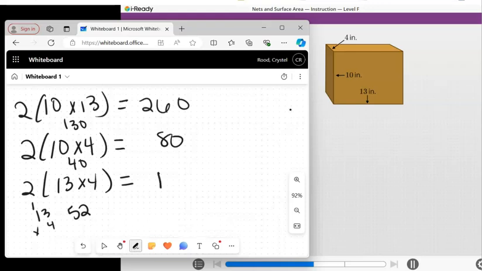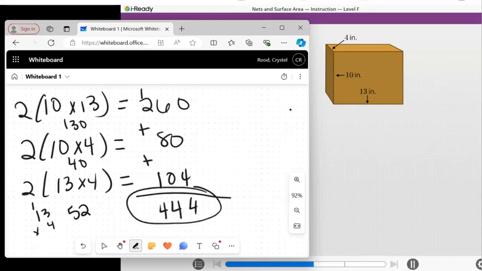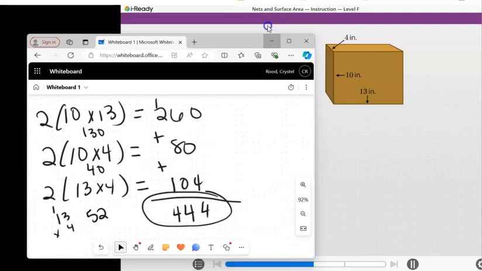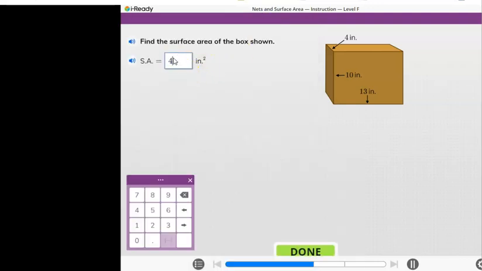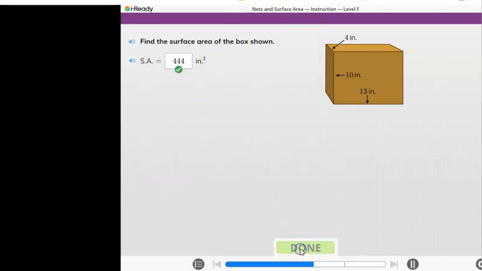So 104. Now we're going to add all these right on the paper. 0 plus 0 is 0, 0 plus 4 is 4. 6 plus 8 is 14, so 4, carry the 1. So now I have 3 plus 1 is 4. So 444. We're going to plug that in. There you go.